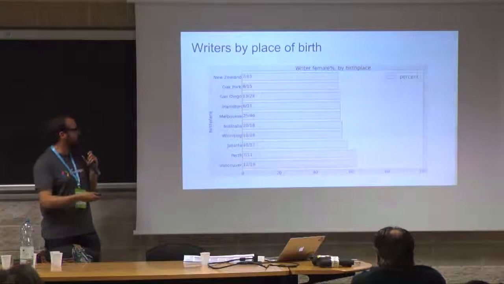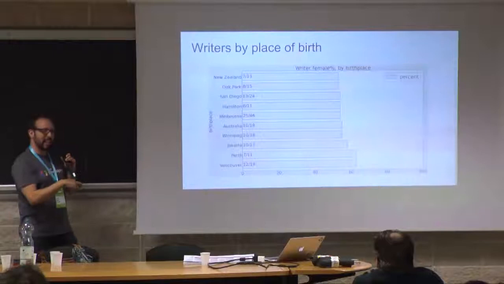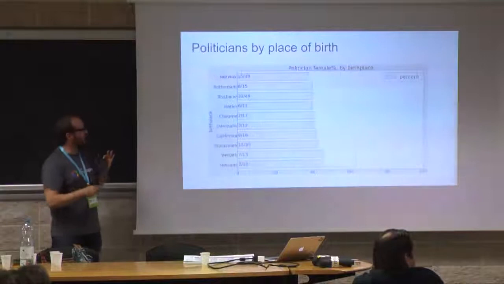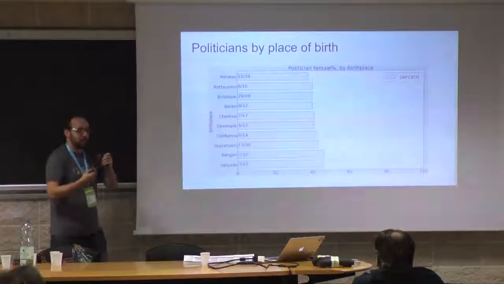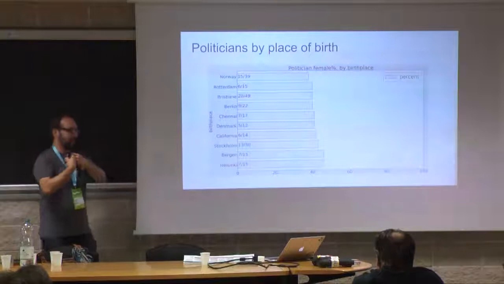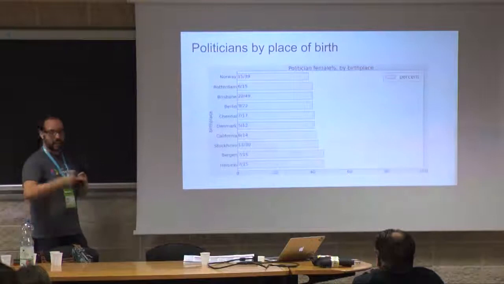You might notice here that I'm mixing some data, like I have countries and states and cities. We will see why. Same thing with politicians. Norway has a very big representation of female politicians, as does Helsinki. And even some places in India, where females are... We've seen a lot of problems with how females are treated in India, but it's good to see that, at least among politicians, as we saw before also in the specific examples of the Gandhis, there is a better balance there.